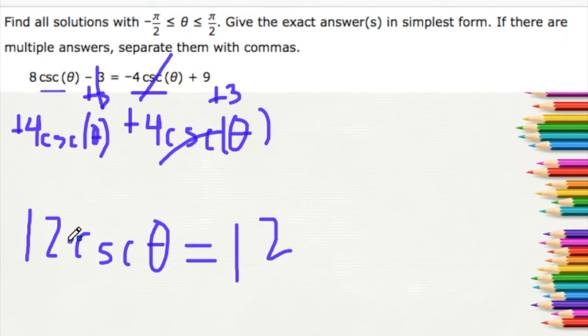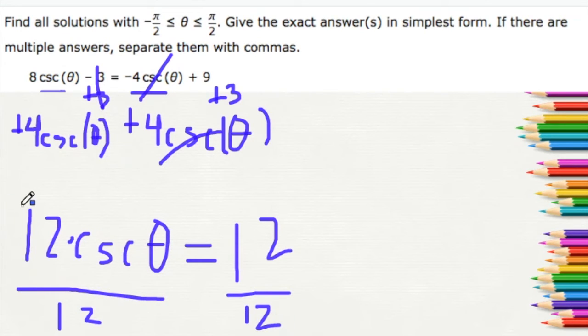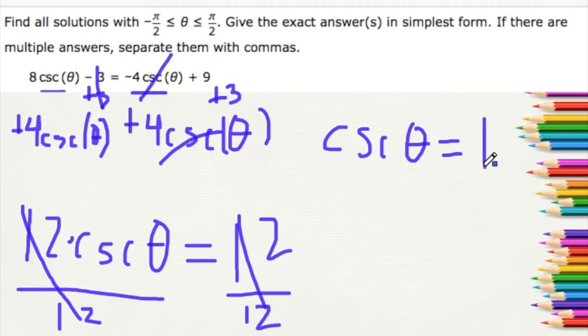Then if you notice, it's multiplication, so you just divide both sides by 12. Then you have cosecant of theta equals 1. We know in a unit circle that the hypotenuse is 1. Now, cosecant is hypotenuse divided by opposite because it is the reciprocal of sine, which is opposite divided by hypotenuse. So what does the opposite side have to be when the unit circle's hypotenuse is 1? It has to be 1.